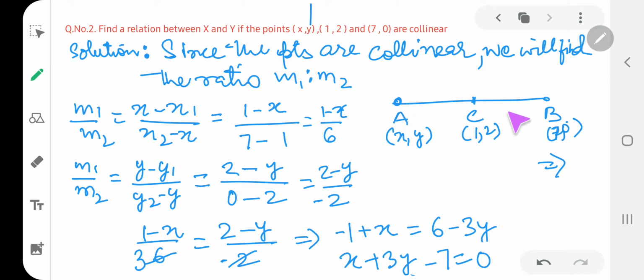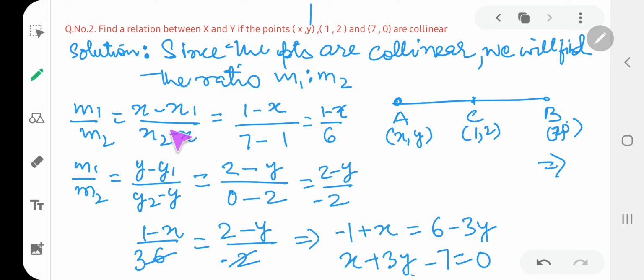Children, whenever the points are collinear, there are two ways of getting m1 by m2. Either you can get it by using all the x coordinates, or you can get the ratio m1 by m2 by using the y coordinates. Since the points are collinear, this ratio will definitely be the same. Whenever the points are collinear, the ratio calculated using all the x's and the ratio calculated using all the y's is always the same.